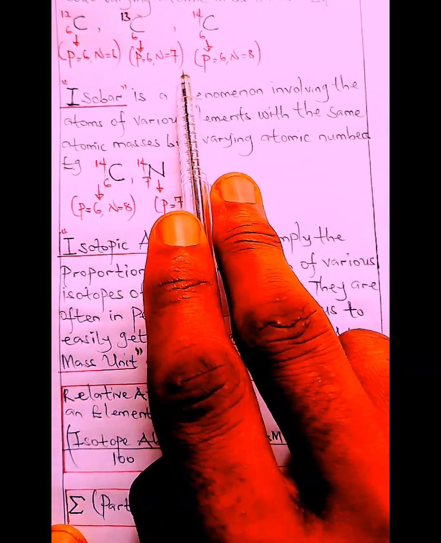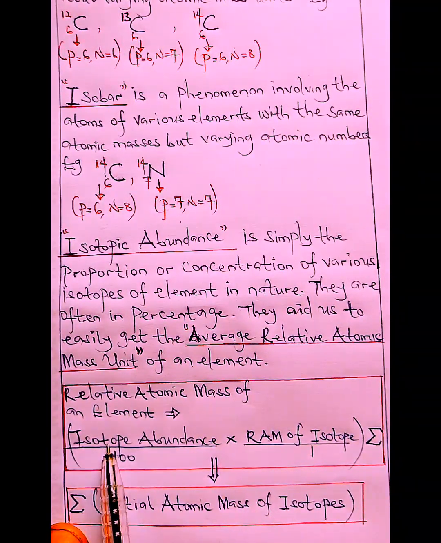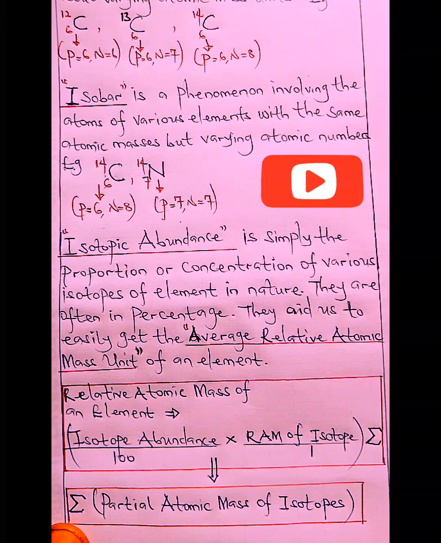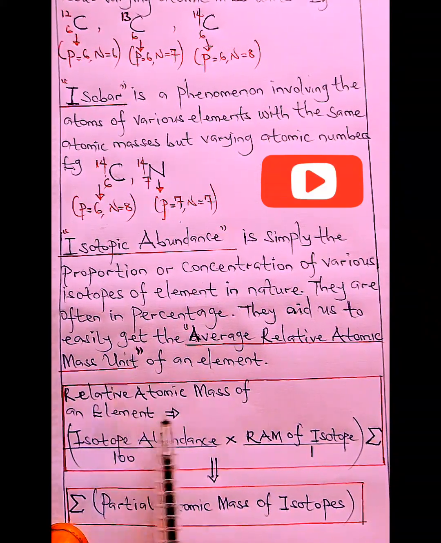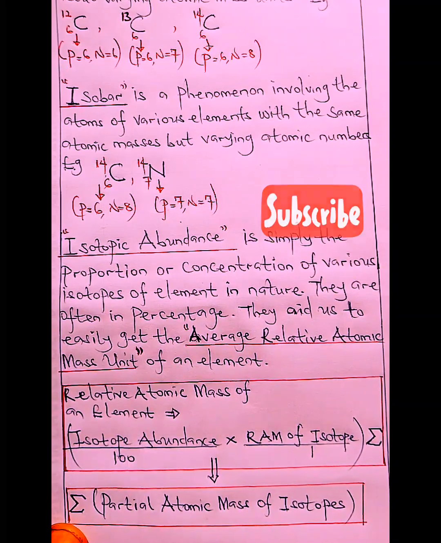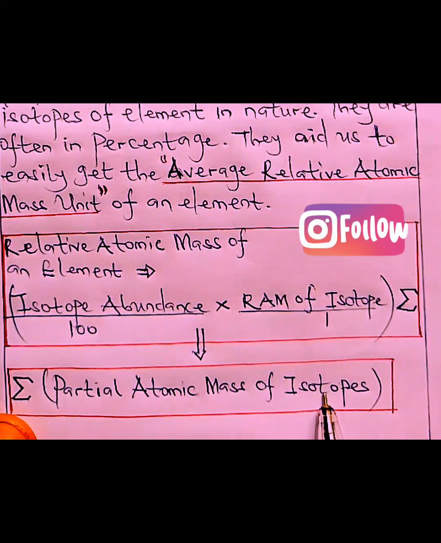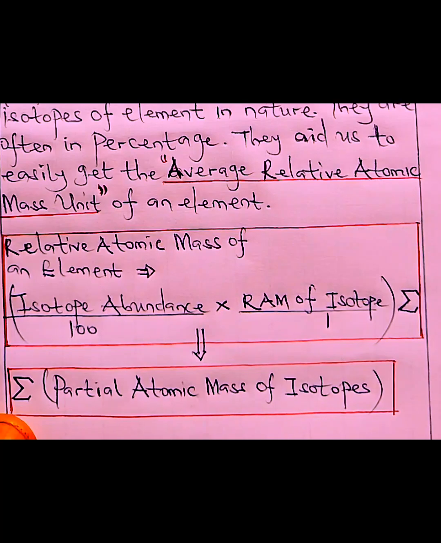Now, by the time we are given this and we are given the percentage of their existence in nature, all we have to do is use the isotopic abundance over 100 of each of the isotopes given times the RAM of that isotope, that is, the relative atomic mass of the isotope given. So by the time we get each of these, we end up with a summation of all of them to get what we call the relative atomic mass of a given element. As simple as that. So I call it the partial atomic mass of each isotope. That's what I call it. As simple as that.